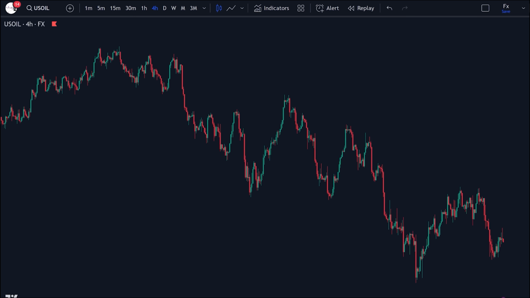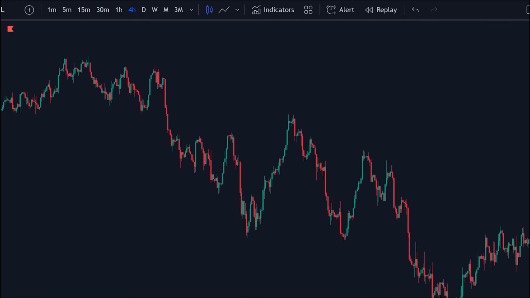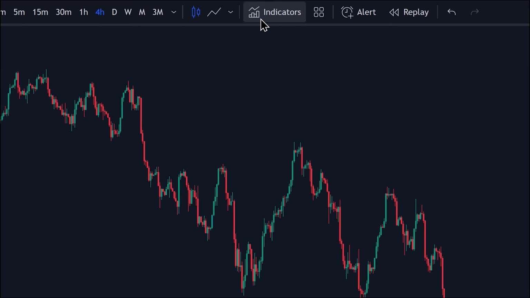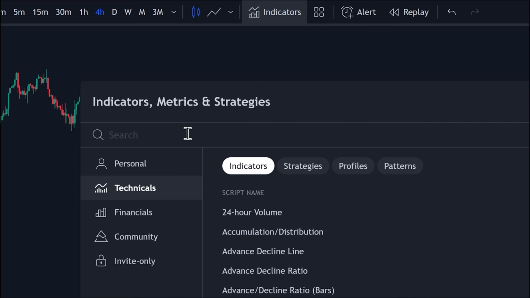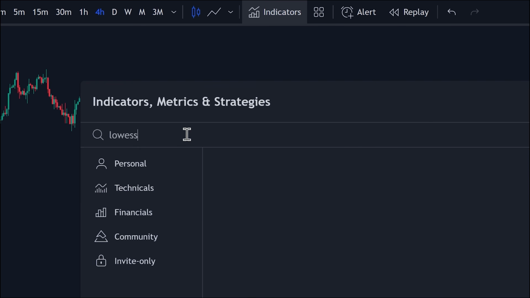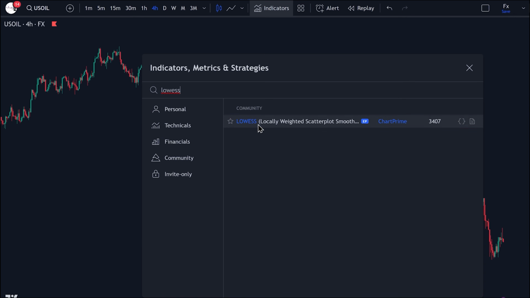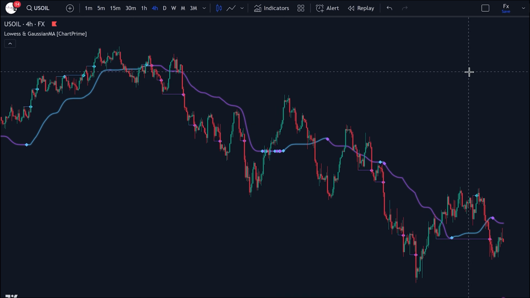Setting up the locally weighted scatter plot smoothing indicator on your TradingView chart is simple. Click on Indicators at the top of the TradingView platform. Go ahead and type LOWESS into the search box. Select it, and it will automatically apply to your chart. That's it! You're now ready to use it for analysis.